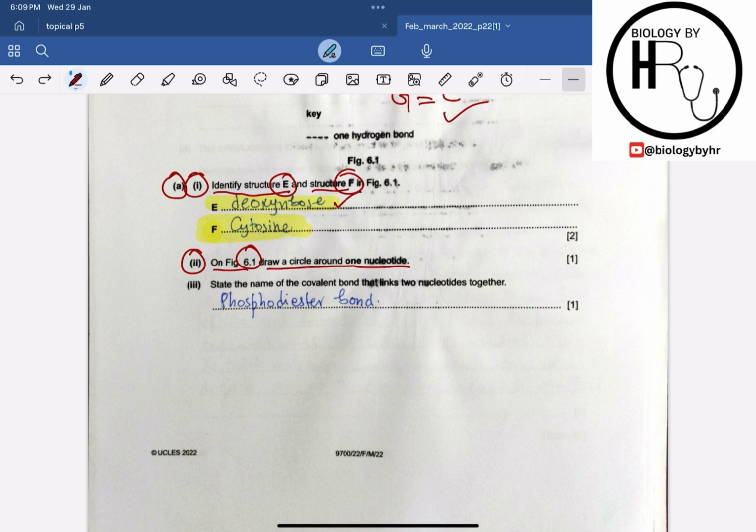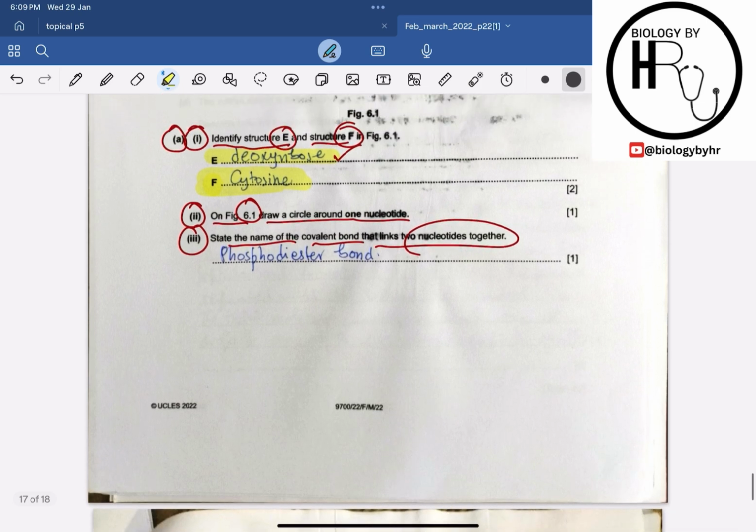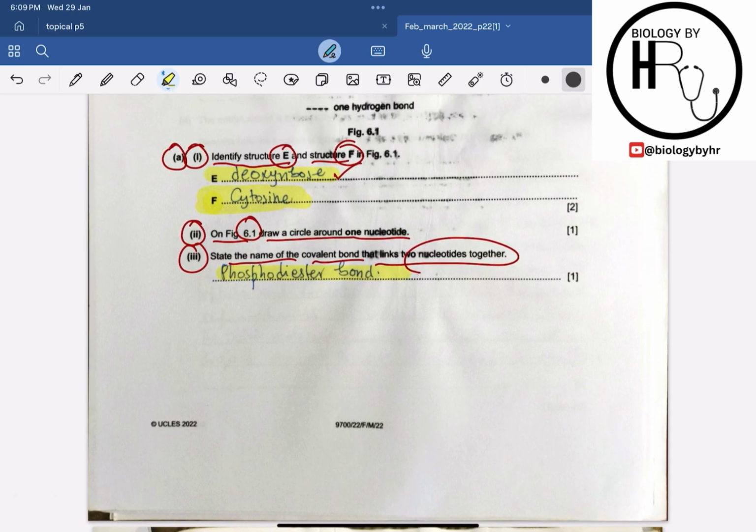Now they are saying in part 3 that state the name of the covalent bond that links the two nucleotides together. I already told you guys that this bond which is linking the two nucleotides together is the phosphodiester bond. It is a very famous bond which you guys study in the nucleic acid chapter, right?